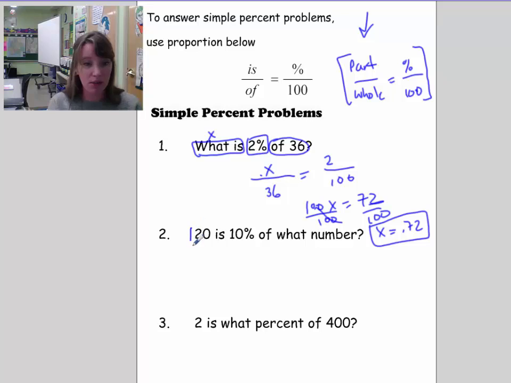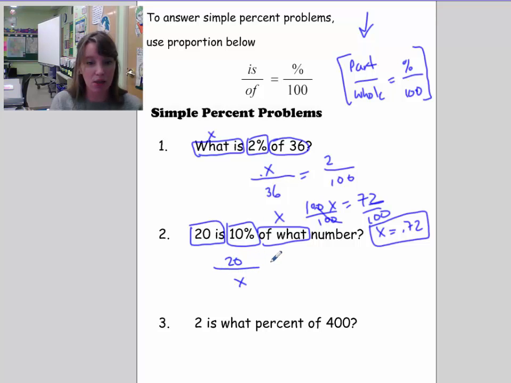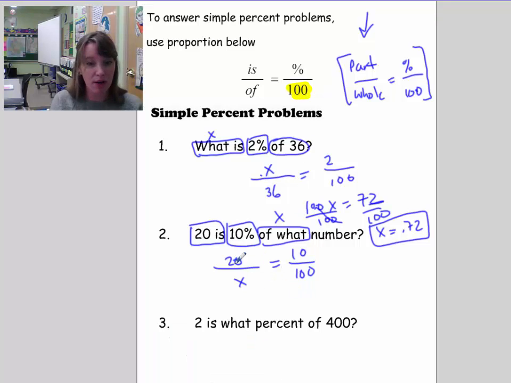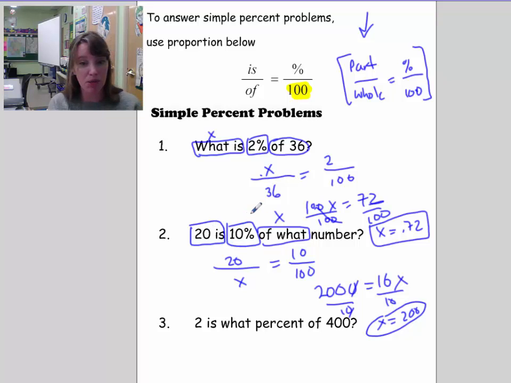Next, 20 is 10% of what? So there's your is part, the top of the left ratio. 10% of what? That means your what is going to be your x number. So 20 over x is equal to 10 over 100. Notice in the proportion, the only number that remains all the time is the 100. If I solve this, I would have 2,000 is equal to 10x. Divide each side by 10. I would have x is equal to 200. So it makes sense that 20 is 10% of 200, right?